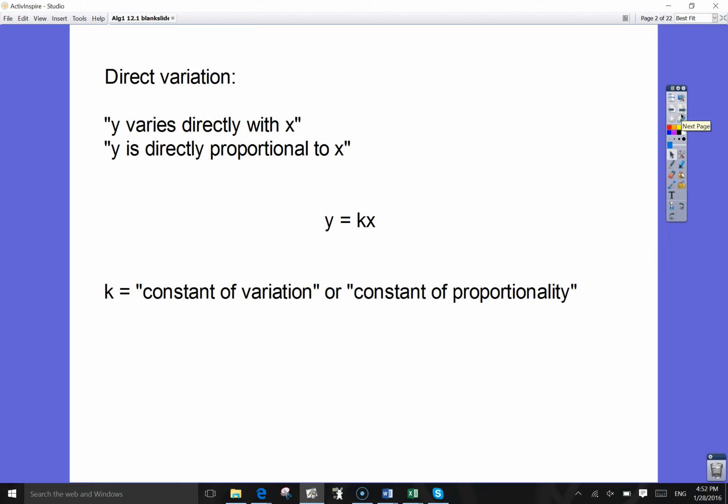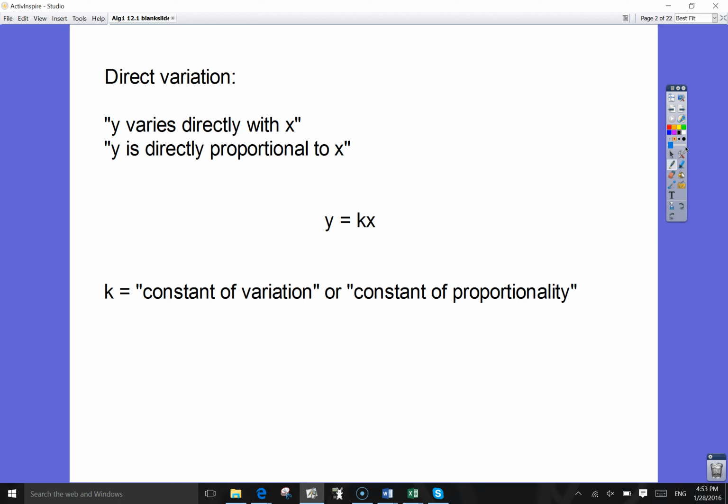So direct variation, you can hear that referred to in different ways. Usually textbooks say y varies directly with x, but the SOLs say y is directly proportional to x. So either one of those wordings should mean the same thing to us, and that is a relationship which is usually expressed as y equals kx. And k is a constant, which means it doesn't change. x and y are variables, right? Our equation is going to have x and y variables.